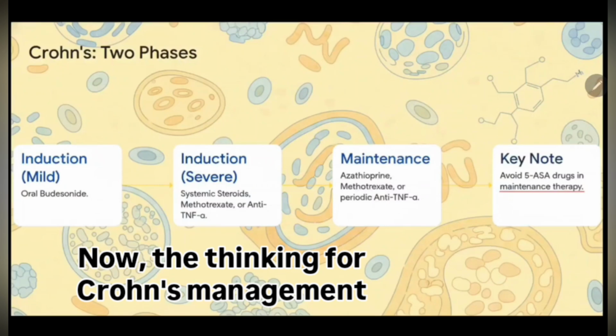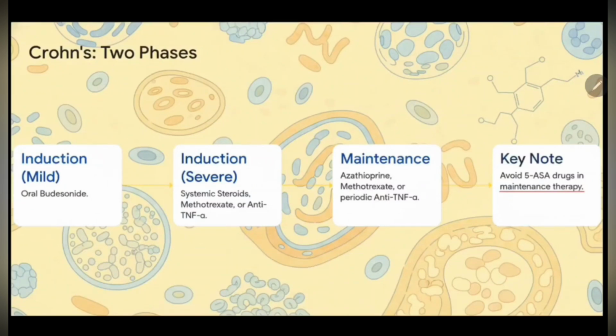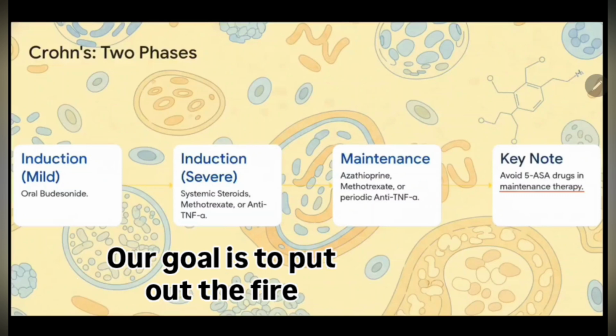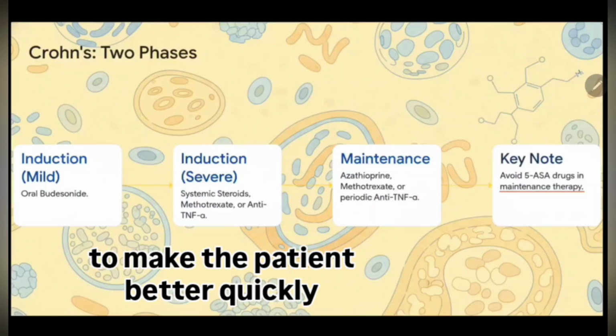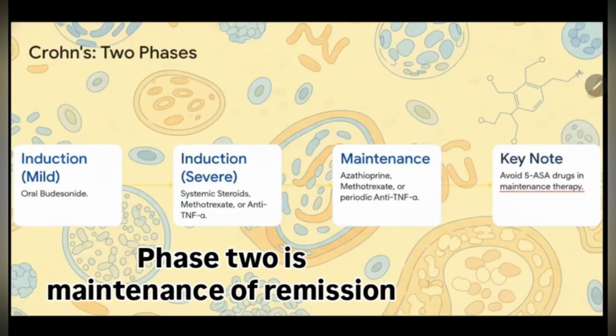Now, the thinking for Crohn's management is a little different. We think in 2 phases. Phase 1 is induction of remission. Our goal is to put out the fire, to make the patient better quickly. For this, we use steroids. Phase 2 is maintenance of remission.